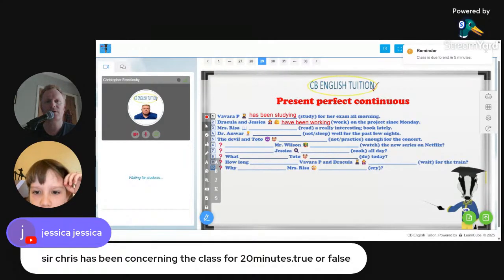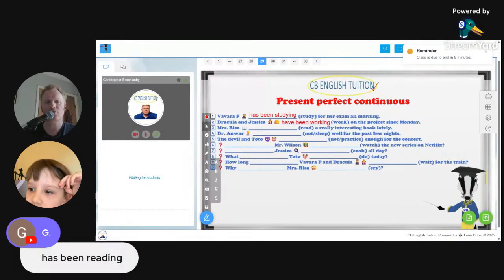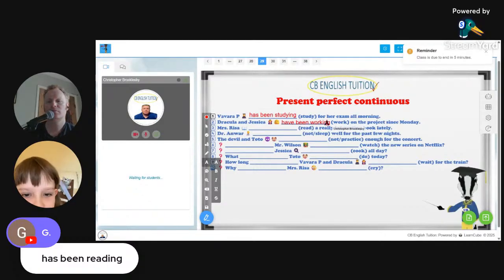Has anyone given us the answer in the comments? What does G say? Can you read G's answer? Has been reading. Yeah, can you read the full sentence, Mrs. Risa? Mrs. Risa has been reading a really interesting book lately. Yeah, is that correct? Yes. Doctor, you want to do the next one? Sorry, let me write it down. Has been reading. Okay, the next one.